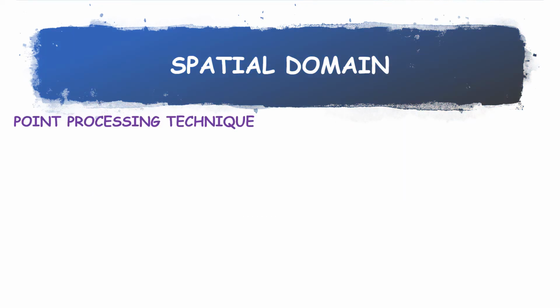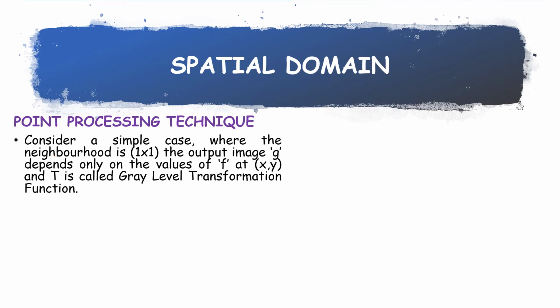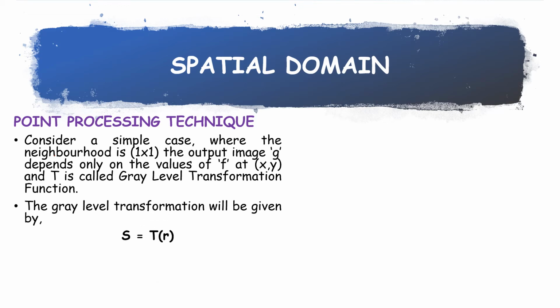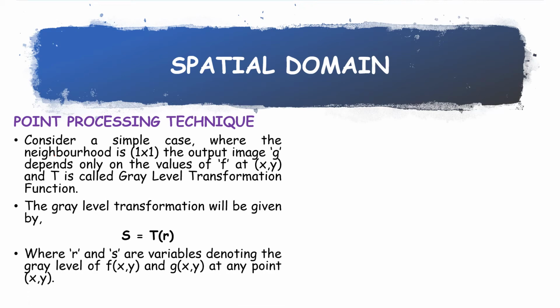Now moving on to the point processing technique. Let us consider a simple case where the neighborhood is 1 cross 1. The output image g depends on the values of f at (x,y), and T is called the gray level transformation function, as we have seen earlier. The gray level transformation can be given by s = T(r), where r and s are variables denoting the gray level of f(x,y) and g(x,y) at any point (x,y).